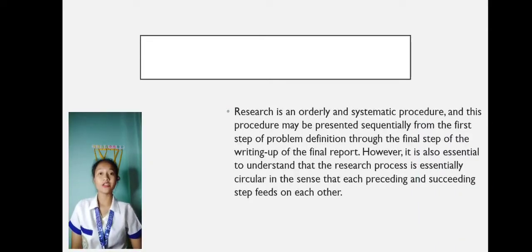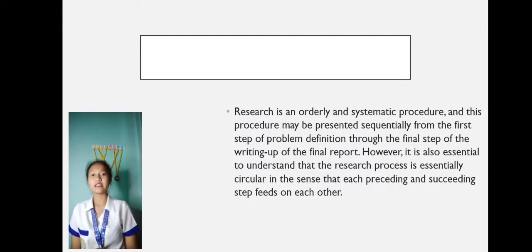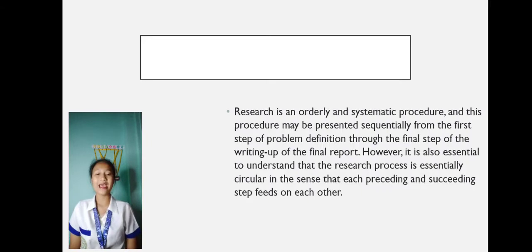Research is an orderly and systematic procedure, and this procedure may be presented sequentially from the first step of problem definition through the final step of the writing up of the final report. However, it is also essential to understand that the research process is essentially circular in the sense that each preceding and succeeding step feeds on each other.